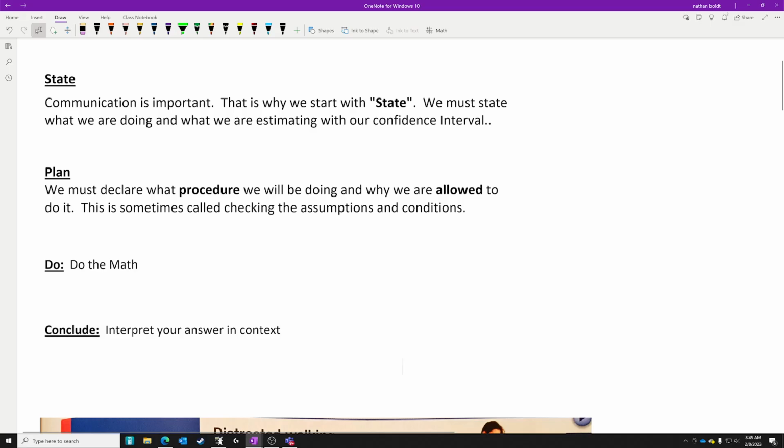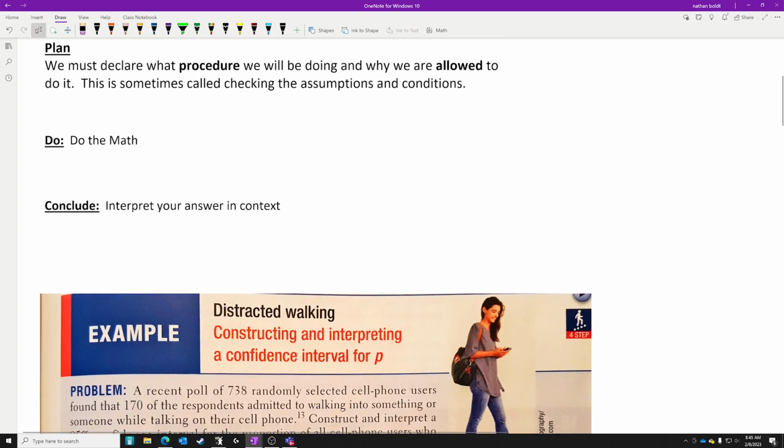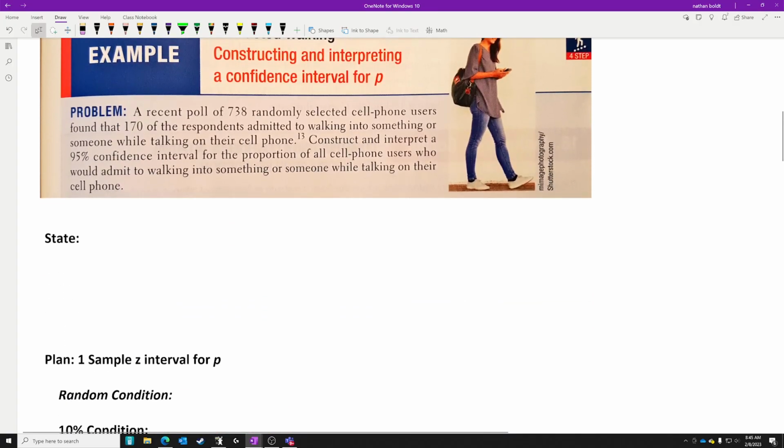So let's do one of these, so you can see the 4-part procedure here. A recent poll of 738 randomly selected cell phone users found that 170 of them admitted to walking into something or someone while talking on their cell phone. Admit it, you've done it, you know you have. Construct and interpret a 95% confidence interval for the proportion of all cell phone users who would admit to walking into something or someone while talking on their cell phone.